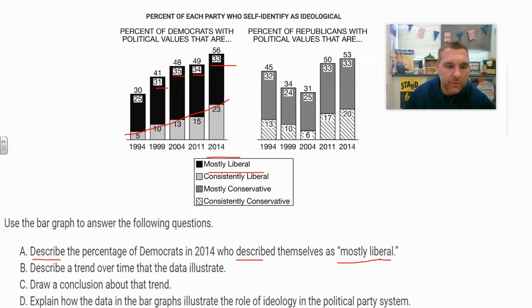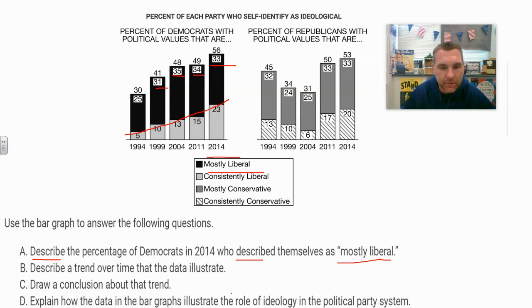Draw a conclusion about that trend. And you could talk about how the Democrat Party is getting more passionate about certain issues. Maybe it's about the environment, right? Maybe it's about healthcare, right? But certain issues are moving the Democrat Party more to the left, not just mostly liberal, consistently liberal. It's increasingly becoming more liberal.